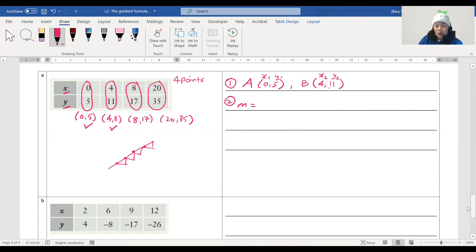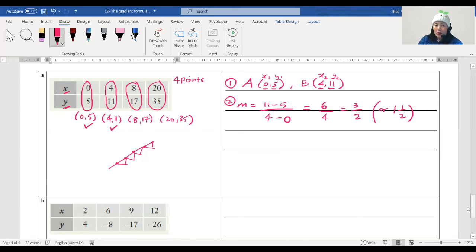So y2 here, y1 here, so 11 minus 5. And then x2 minus x1, 4 minus 0. So 11 minus 5 is 6. 4 minus 0 is 4. So it'll be 6 over 4, which simplifies to 3 over 2. Okay? Or, if you want a mixed numeral, 1.5.